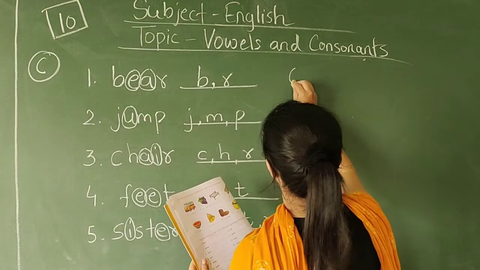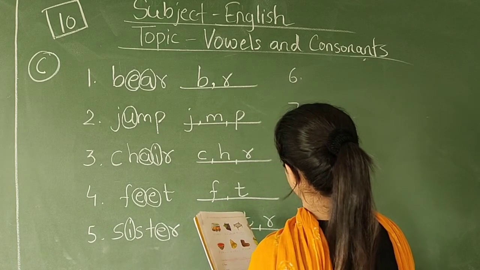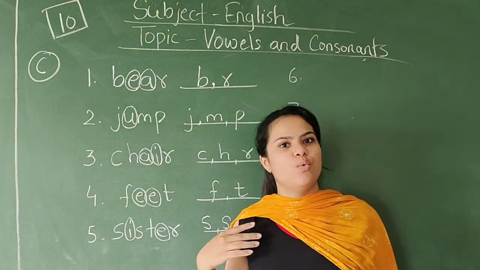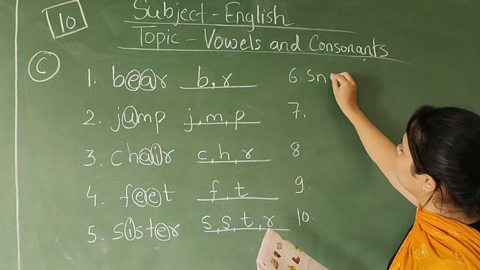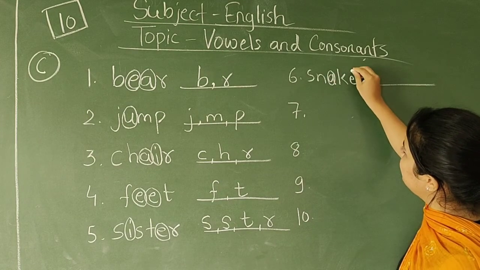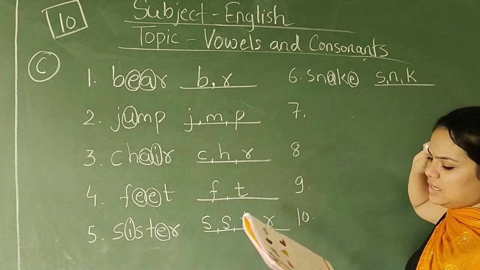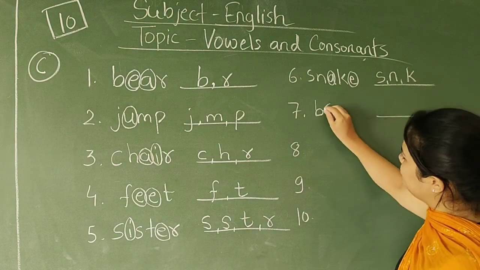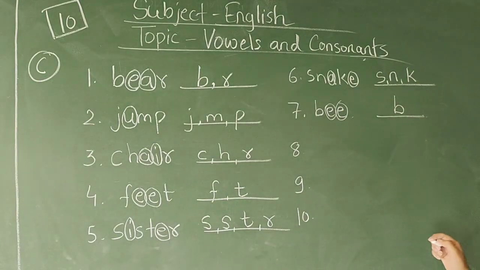Number 6. Ten words we will do here, and 11, 12, 13, 14 are the homework for you. Okay. So first, number 6 is S-N-A-K-E, snake. In this we have A and E as vowels, and the remaining are consonants S-N-K. After that, B-E-E. Here we have two vowels and a single consonant, that is B only.